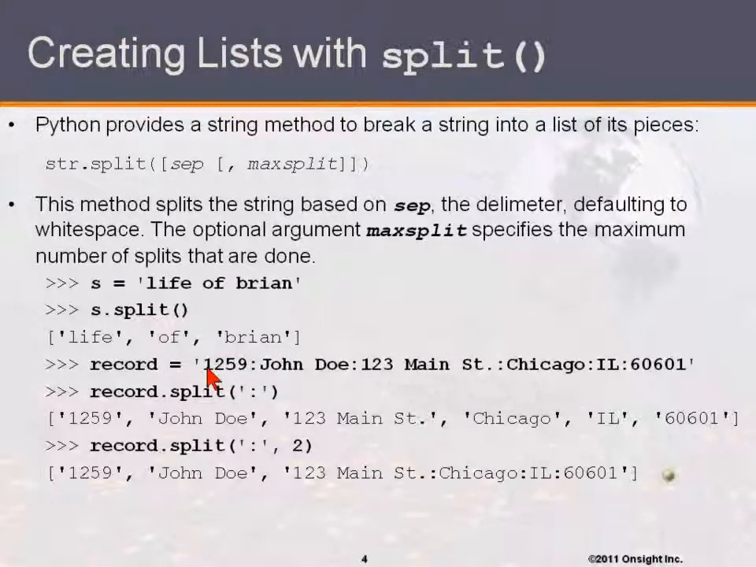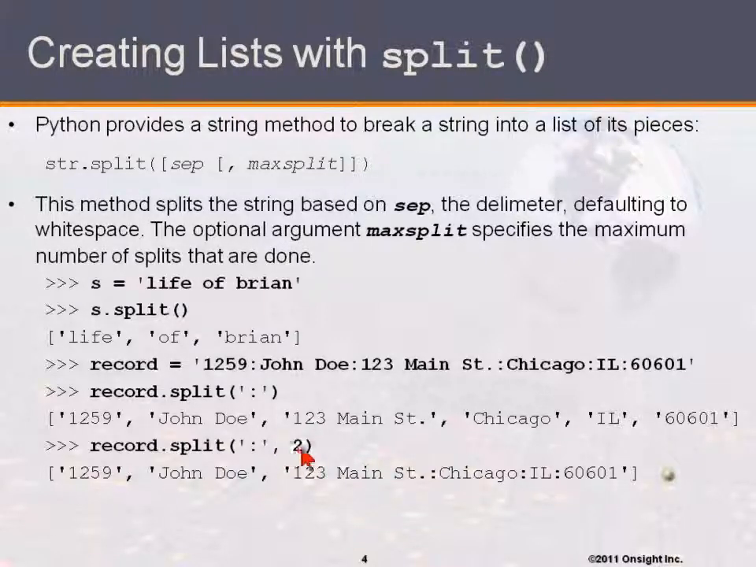Here we'll create a record. The record is some number, colon, string, colon, another string, colon, and so on. And then we split on the colon character. So this finds all the items in this string that are separated by colons and splits them out. So we see 1259 is the 0th element, John Doe is the next, 123 Main Street is the next, then Chicago, Illinois, 60601.